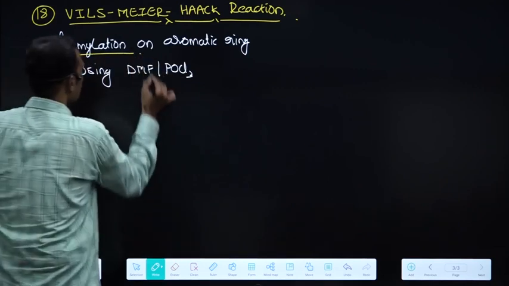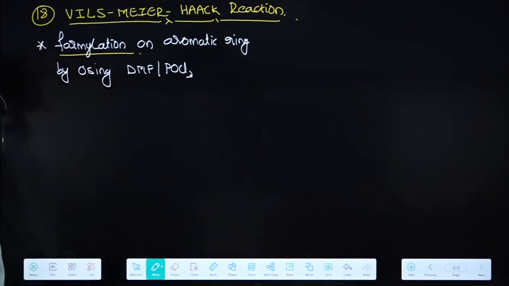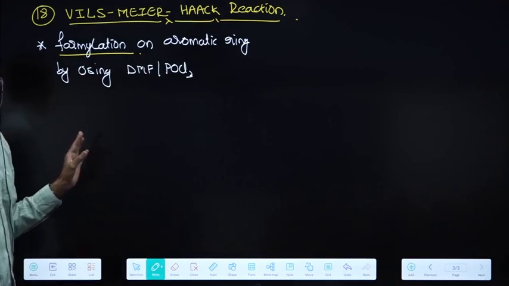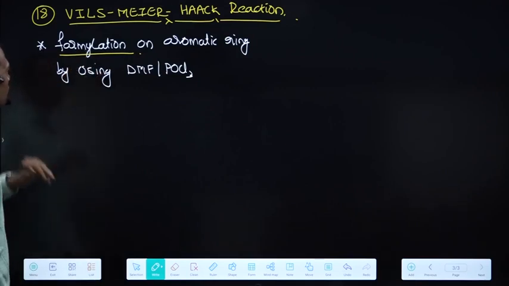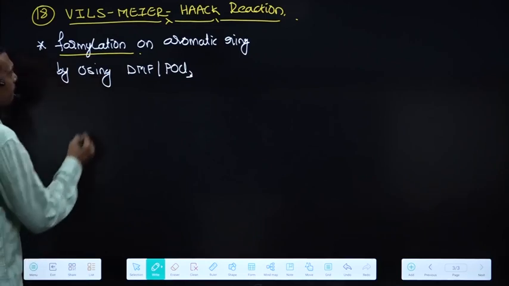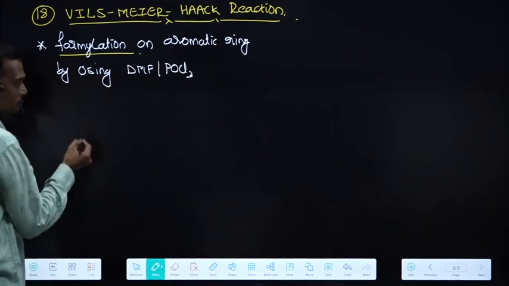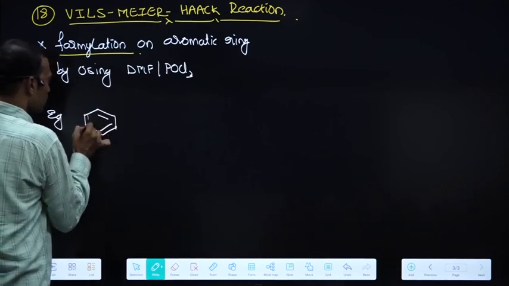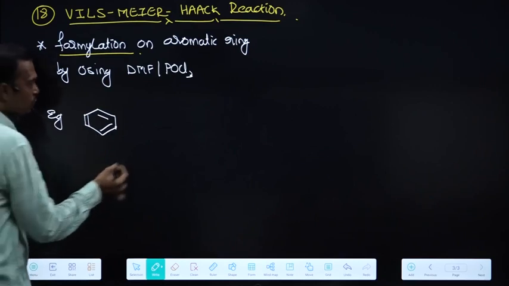Formylation on an aromatic ring by using DMF in POCl3 is known as the Vilsmeier-Haack reaction. So Reimer-Tiemann and Vilsmeier-Haack are both formylation reactions. This point you remember. So we can make formylation on benzene or any aromatic system. Normally there is no specific requirement of electron releasing groups in this one.